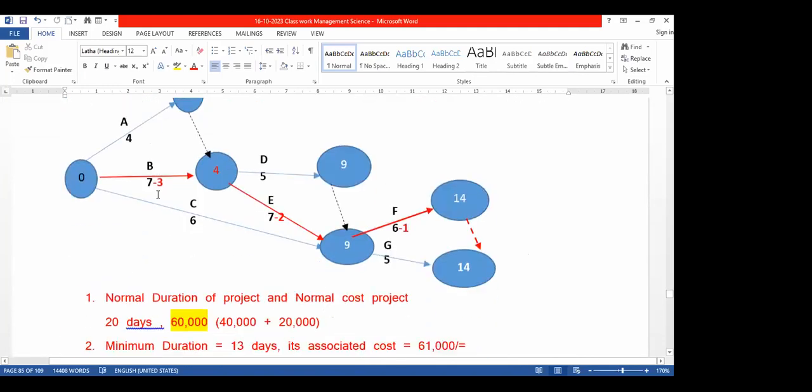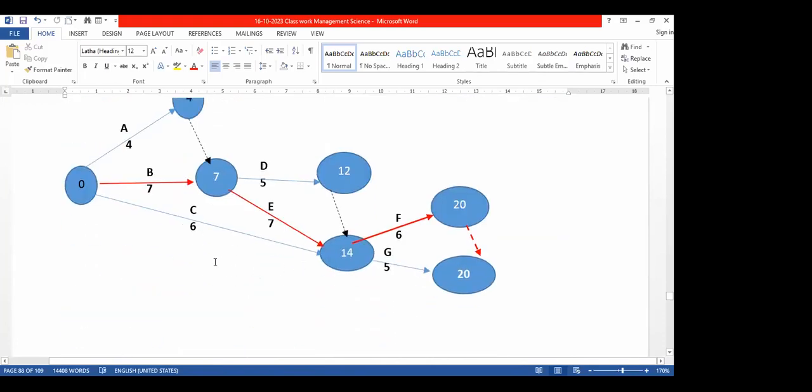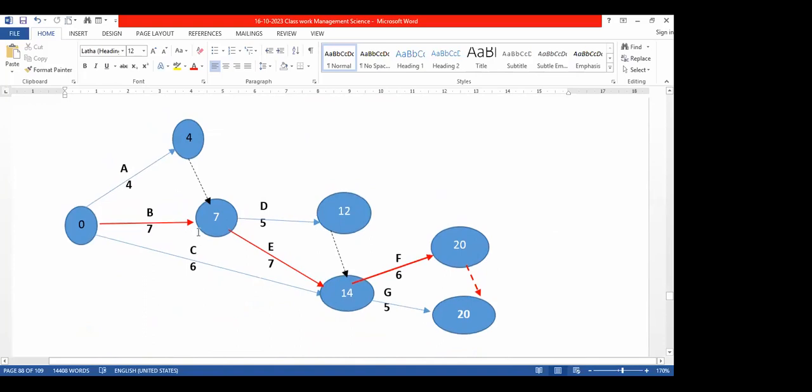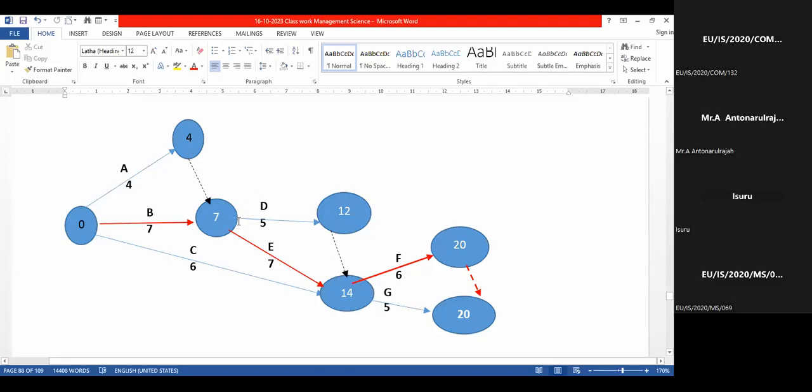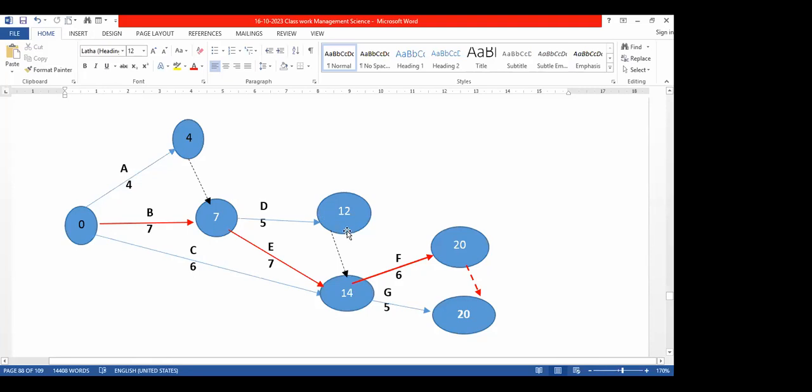You see, this is the network diagram for the normal durations, 20 days, right? A lot of insights are there. You are able to differentiate what the critical activities are and what the non-critical activities are. So in this project, the critical activities are B, E, F. A, C, D, and G are non-critical. And also there are three dummies. Dummies have no cost and no time.